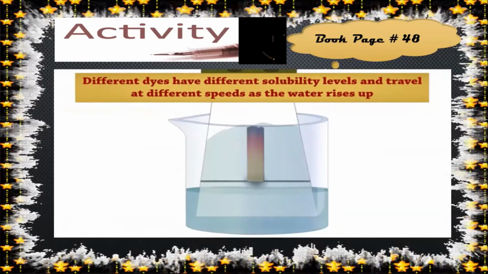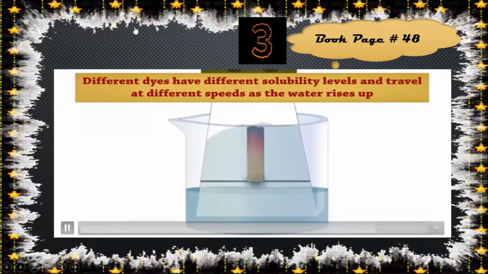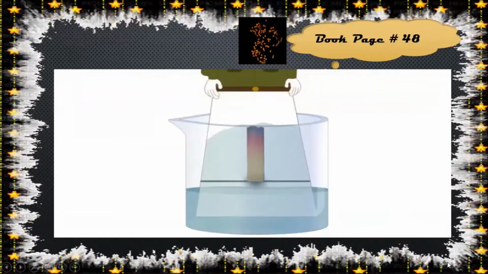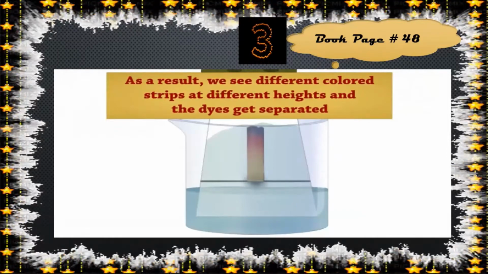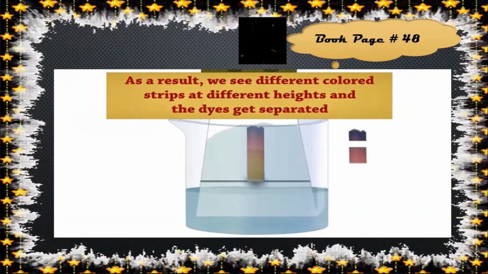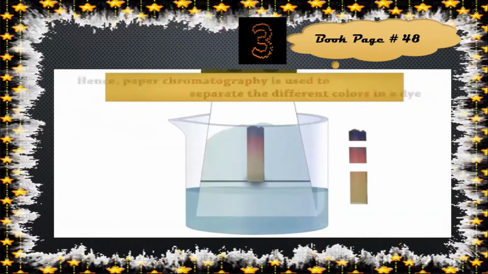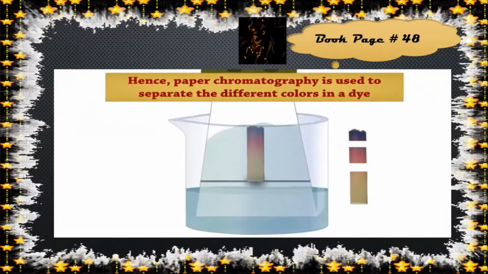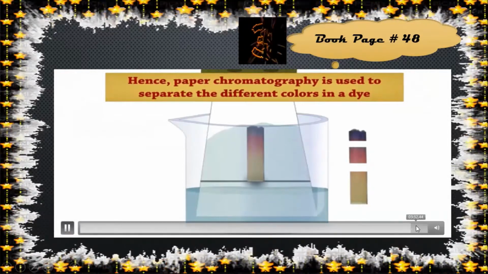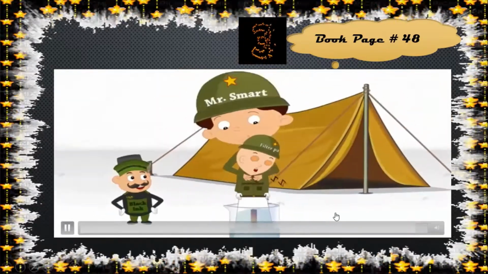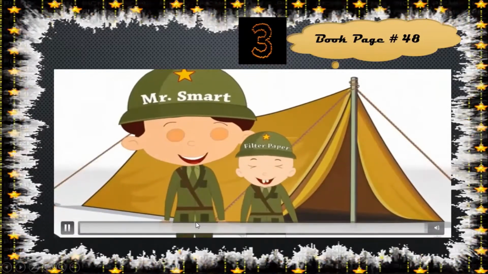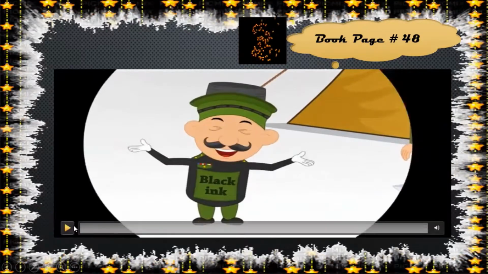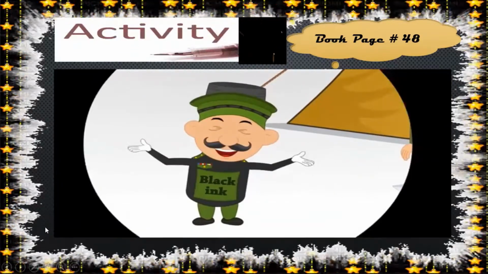Different dyes have different solubility levels and travel at different speeds as the water rises up. As a result, we see different colored strips at different heights, and the dyes get separated. Hence, paper chromatography is used to separate the different colors in a dye. Okay, so you can use tissue paper as well for doing this activity.